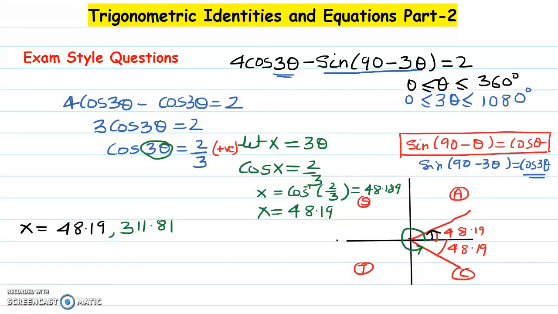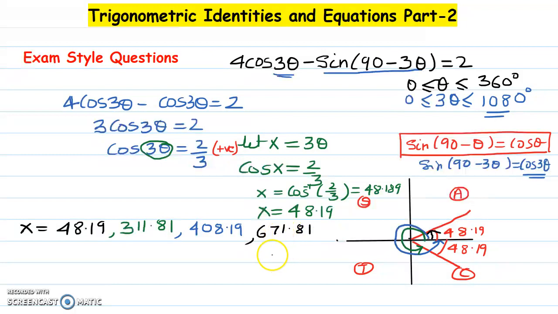Now for another angle, because we need to go up until 1080. One full round is 360, so let's take this blue angle. 360 plus 48.19 is 408.19. Then you take another angle, this black angle. The whole angle is 360, and if you take a full round it will be 720. 720 minus 48.19 will be 671.81.